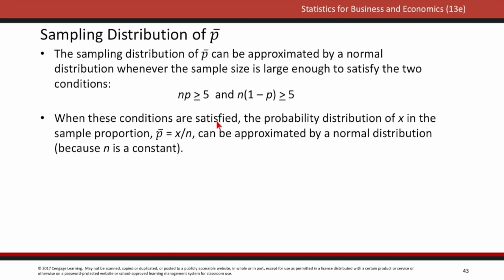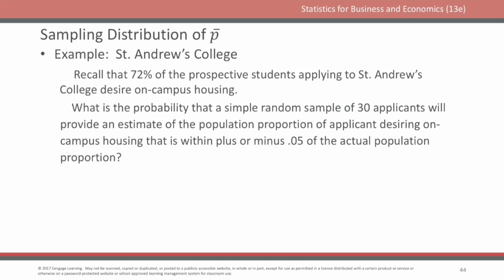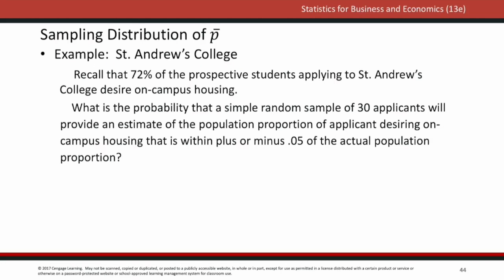When these conditions are satisfied, then the probability distribution of the sample proportion can be approximated by a normal distribution. Note that here we have p, right? p is a population parameter that in most cases we don't know and we want to estimate. With this information we can do an example, okay?